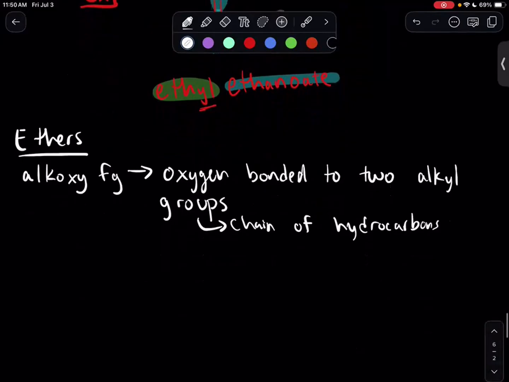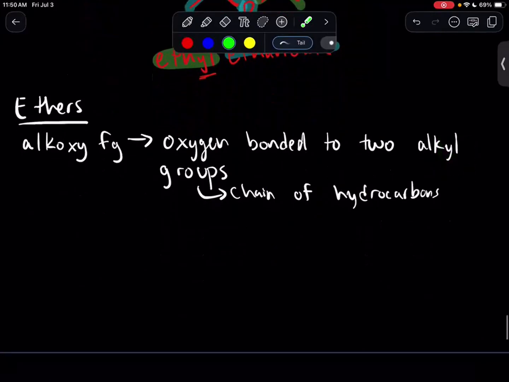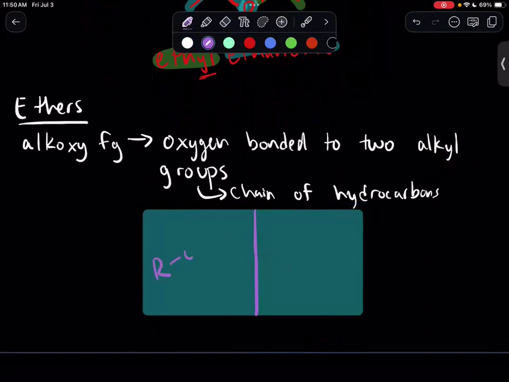Something you may even note if you're looking at language is I say alkyl, similar to ethyl right here. So it gives you a little hint of what we're going to see. We're going to see some chains of hydrocarbons attached to our main thing, which in this case is actually the oxygen. So if we look at it on our flashcard, we have R bonded to O bonded to R prime. So once again, this is our ether.